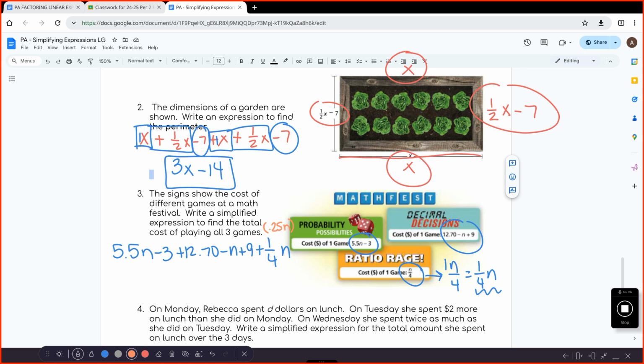Okay, so now we can start combining our like terms. We've got here 5.5n. We've got a -n, and then we have here a 0.25n. So 5.5 minus 1 is 4.5, and then plus 0.25 gets us 4.75n. Okay, and then we can combine -3 plus 12.70. So -3 plus 12.70 gets you 9.7, plus 9 gets you 18.7.